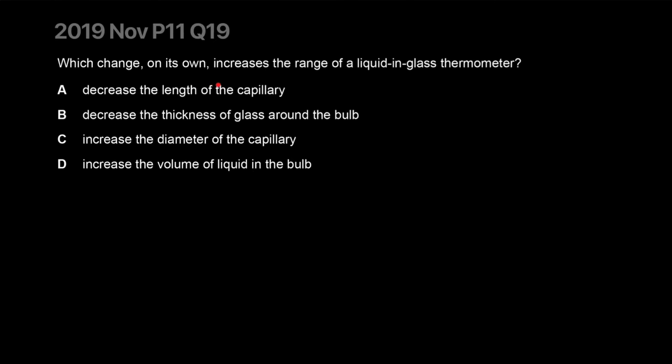Which change on its own increases the range of a liquid in glass thermometer? You want to change the range, not the sensitivity, the range. So if you have a thermometer, looking closely over here, the difference between these two poorly drawn thermometers is that this is very thin and this is very thick, right? So the mercury inside, let's say in the thin one, you warm it up by 10 degrees. It started at room temperature, 25 degrees Celsius. Now it's 35.